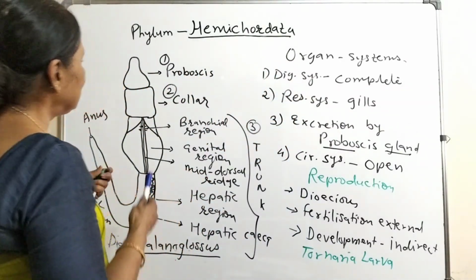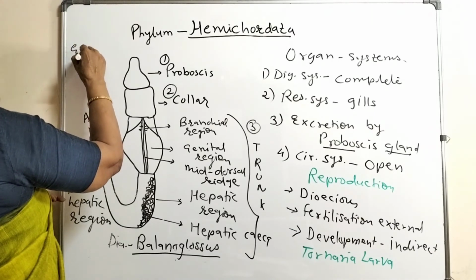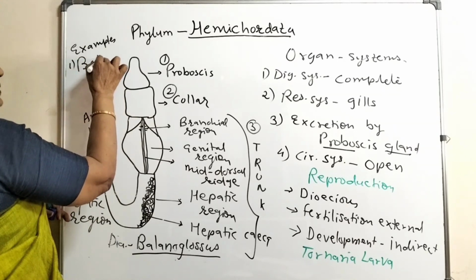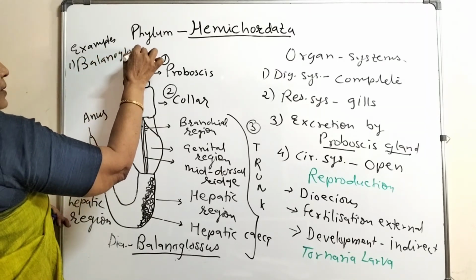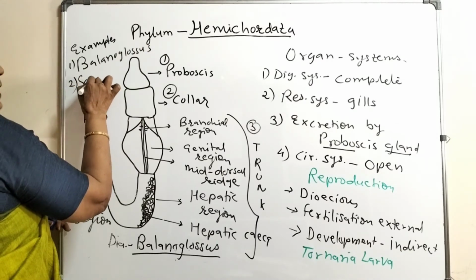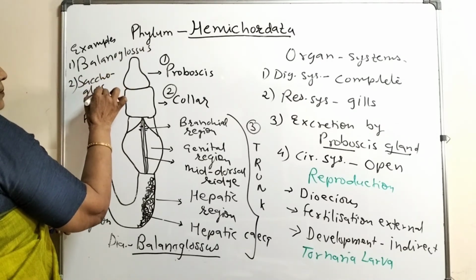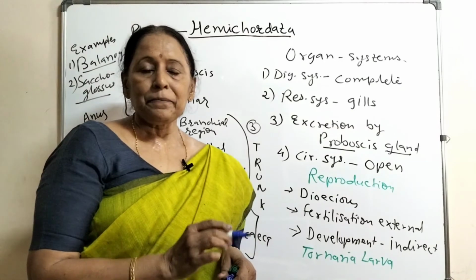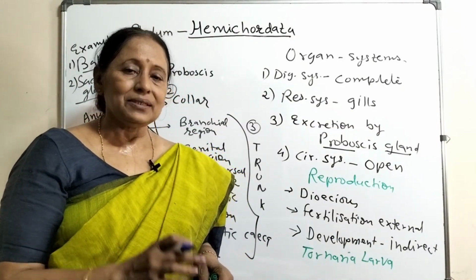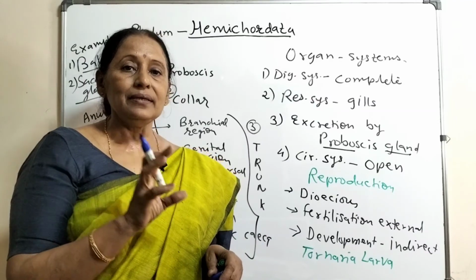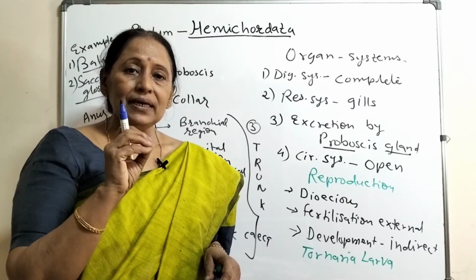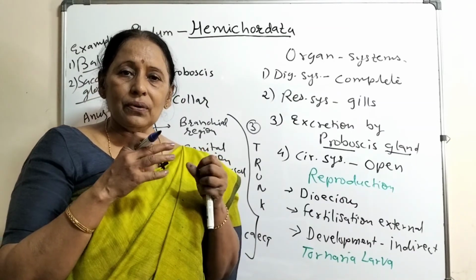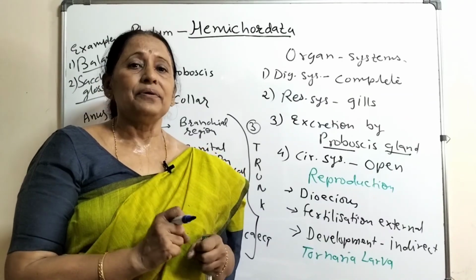That's it. Only two examples are given. This one, that is Balanoglossus, and the second is Saccoglossus. Both are rhyming words, Balanoglossus and Saccoglossus. This was about hemichordates. This was the last phylum. Here your journey ends about the study of the different phyla of non-chordates. Do take care to have all of them at your fingertips.